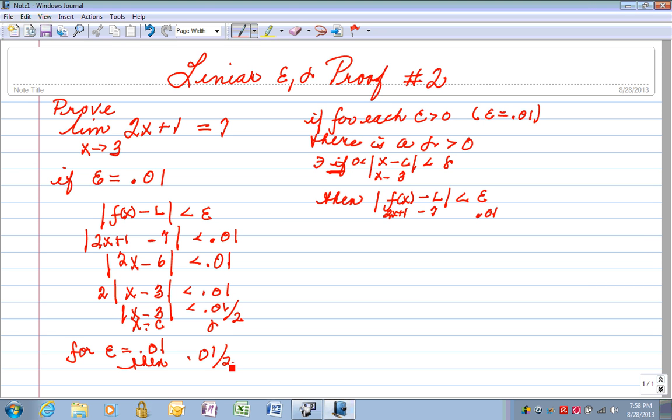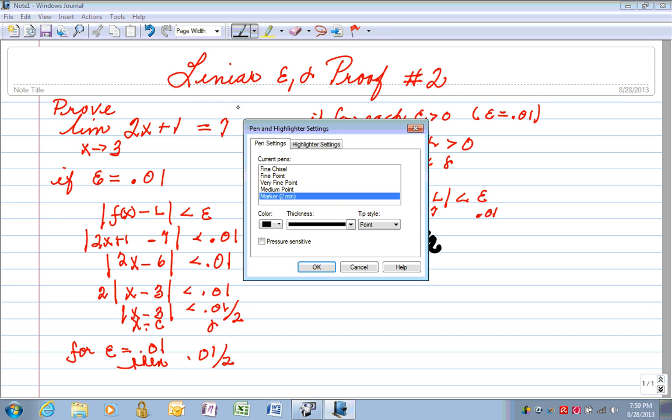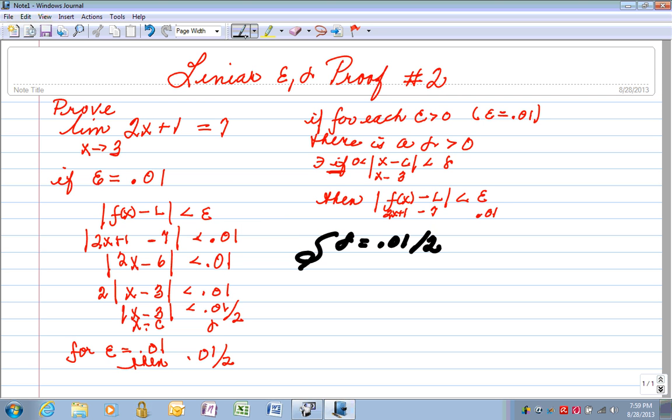Interesting. So change your pens. And let's go the other way. So we say, suppose, oh, not epsilon, delta. I have a thick pen. I'm going to have to get a fine point. That delta is equaling 0.01 over 2. Here we go. I gotta adjust this pen. This is okay, but let's see the width.